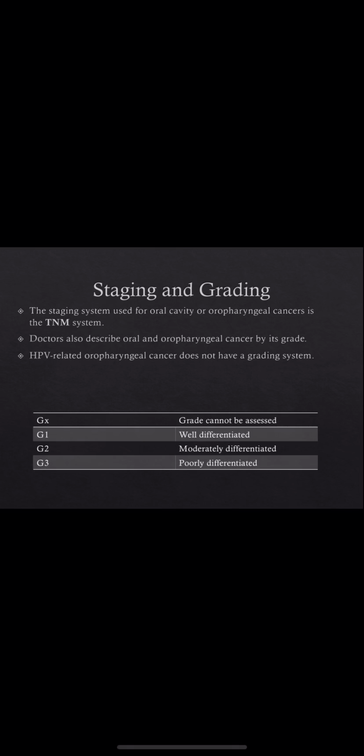Confirmed diagnosis is C09.1. She was stage 1, pT1, N1, M0, P16 positive squamous cell carcinoma of the left tonsil. The staging was the TNM system. However, HPV-related oropharyngeal cancer does not have a grading system.